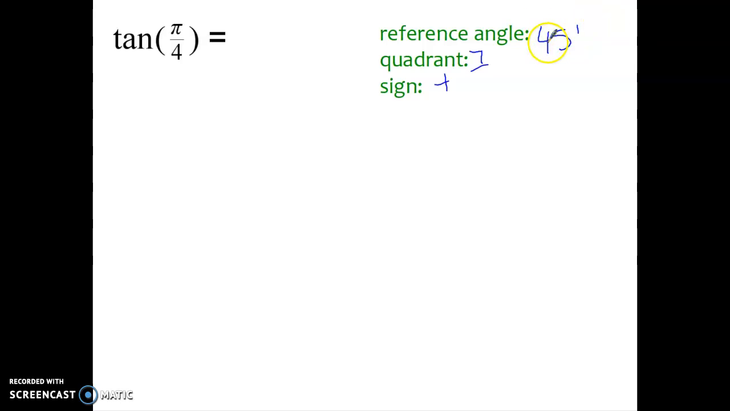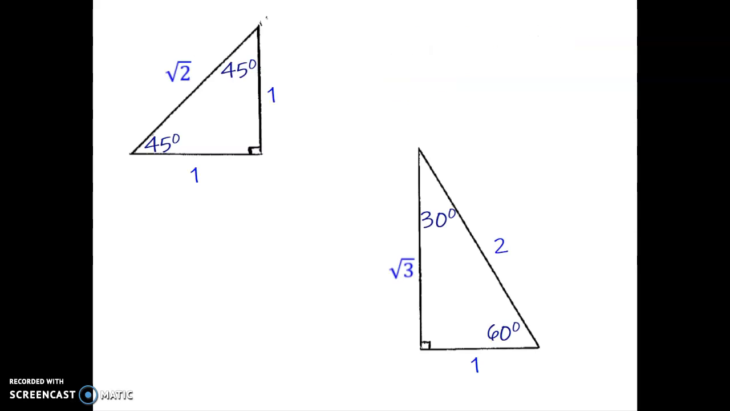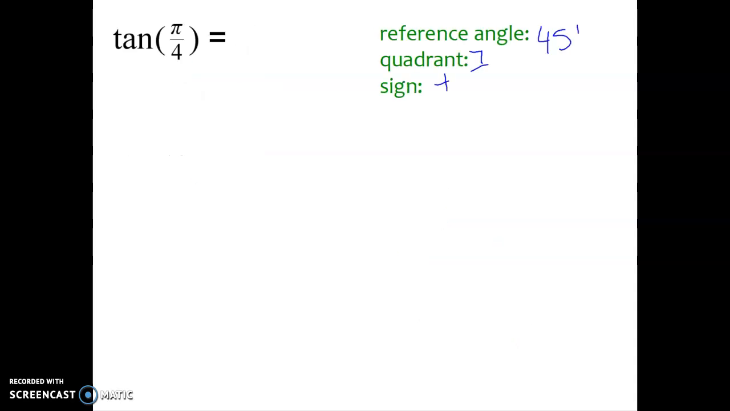So this time I'm looking at that 45, 45, 90 triangle. I want you to take your eyes on your paper and look at this one. Instead of the 30, 60, 90 triangle, we're going to focus on this one this time. Tangent is opposite over adjacent. And in a 45, 45, 90 triangle, both the opposite and the adjacent are the same because it's isosceles. 1 divided by 1 is 1, and my sign is positive. So the answer to tangent pi over 4 is positive 1.